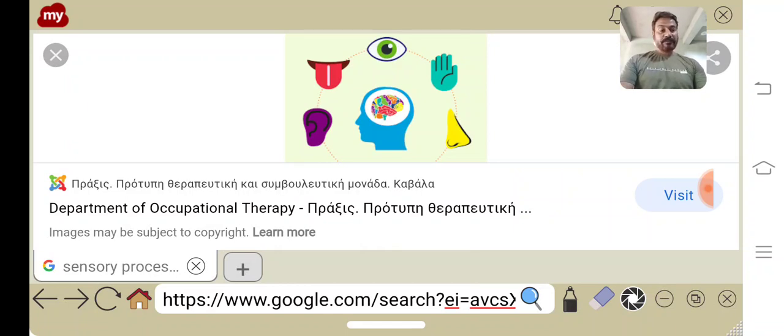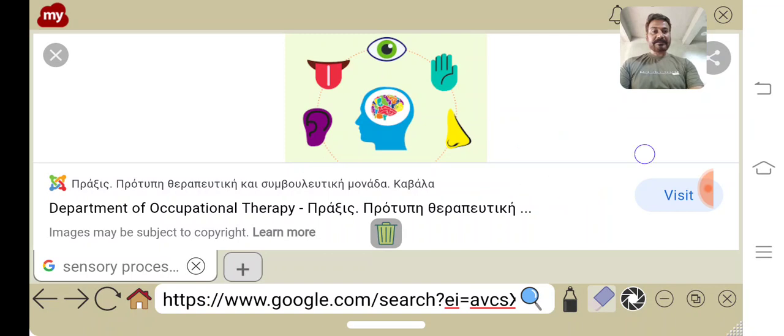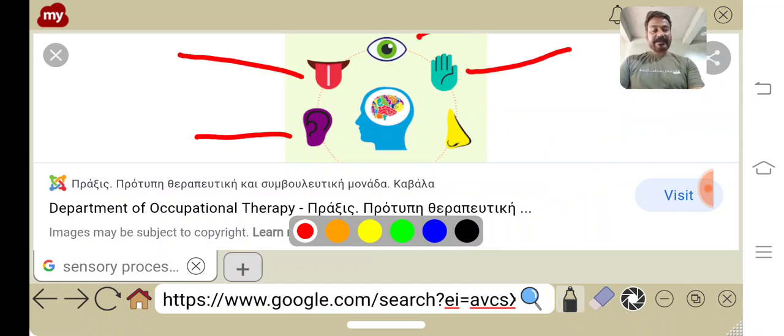Today, in this series, we will talk about sensory processing disorder. This three-word statement is a bit tough to listen to, but don't worry, I'll make it easy for you. You can see on the screen two or three things we are watching here. That is, we have ears, tongue, eyes, hand, and nose. And these all have some kind of connection with our mind.